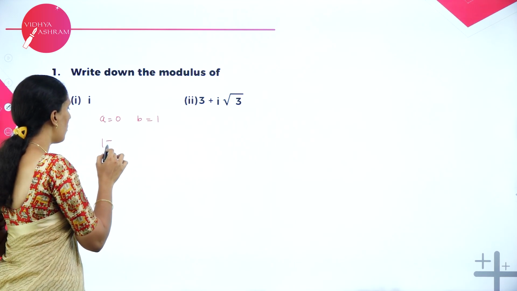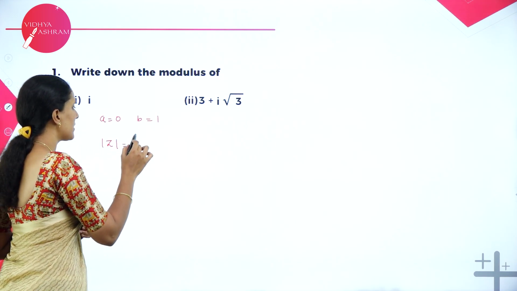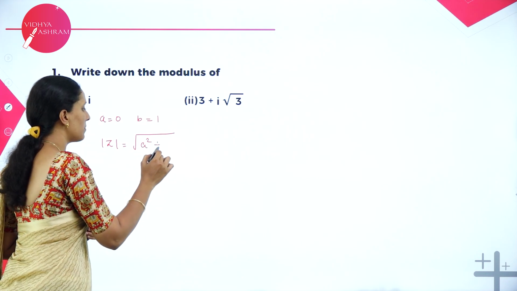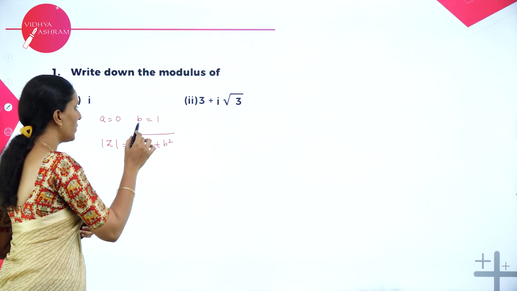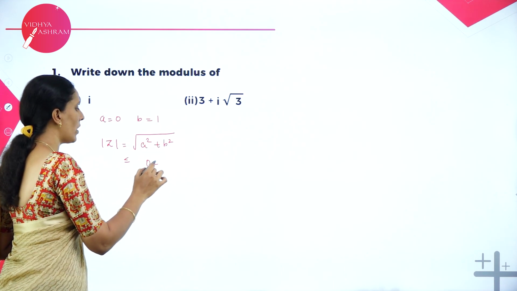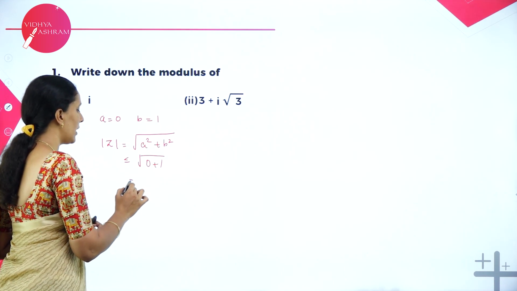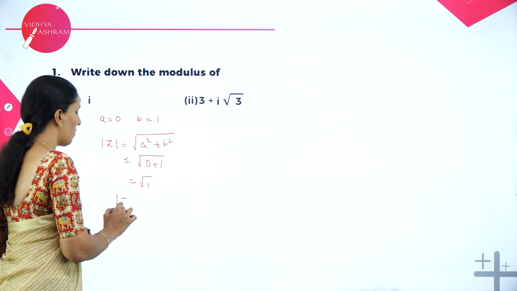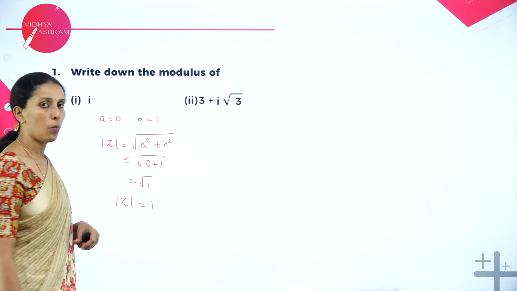And modulus of this complex number is again square root of a square plus b square. But a value is 0, so 0 square is 0. b value is 1, so 1 square is 1. So you will get root of 1. So modulus of z is nothing but 1.